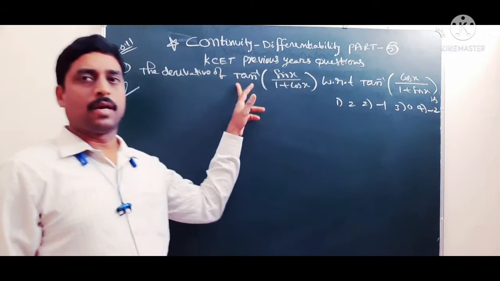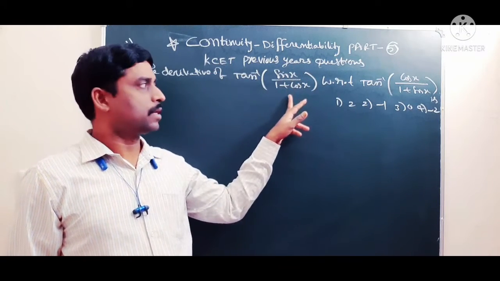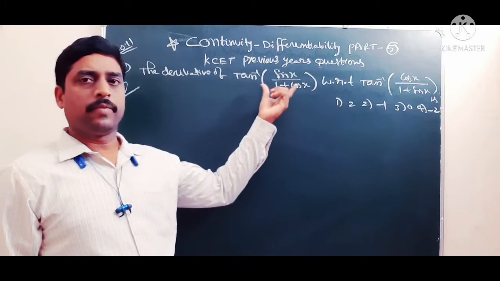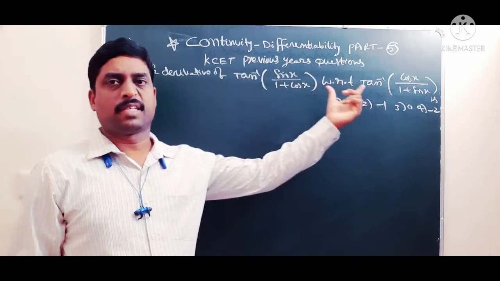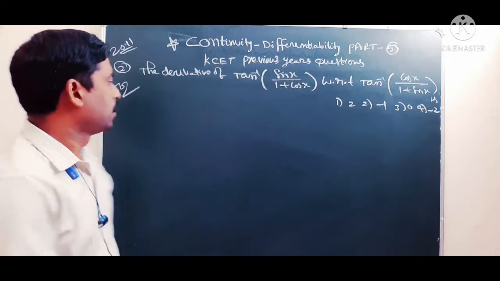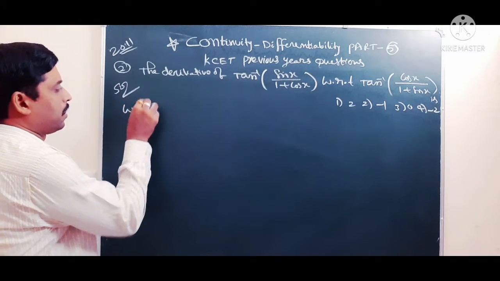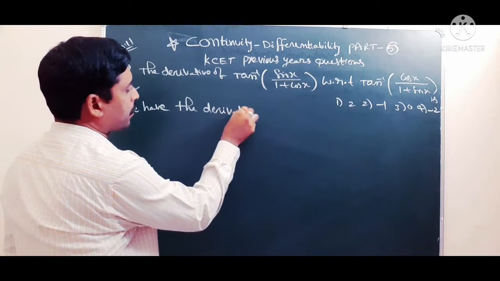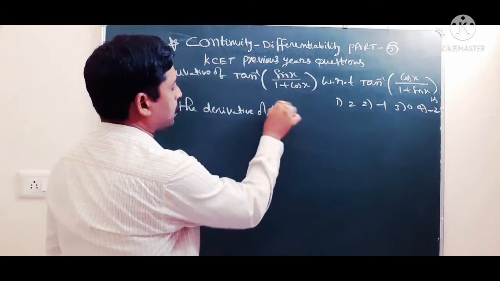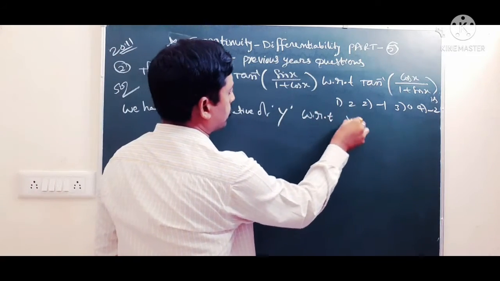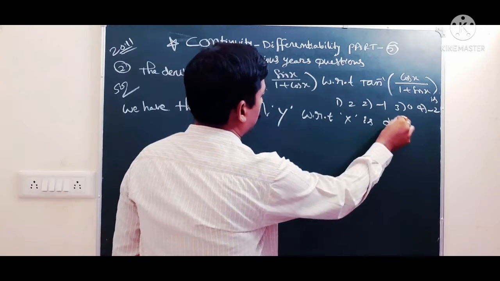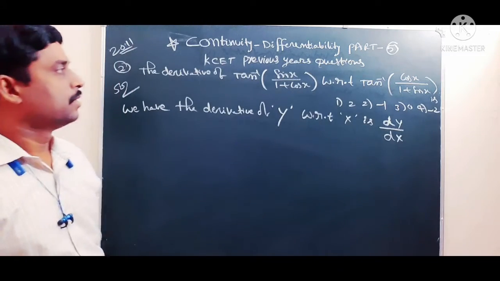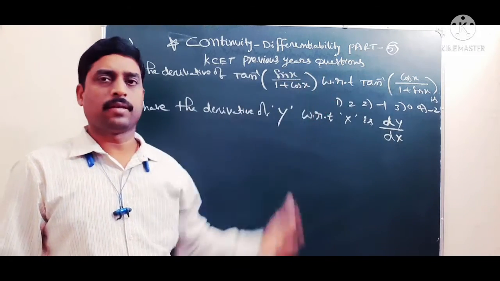The derivative of tan inverse of sin x by 1 plus cos x with respect to tan inverse of cos x by 1 plus sin x. The derivative of one function with respect to other function. So we have the derivative of y with respect to x is dy by dx. Okay, dy by dx. So let us take first function is y and second function is x.